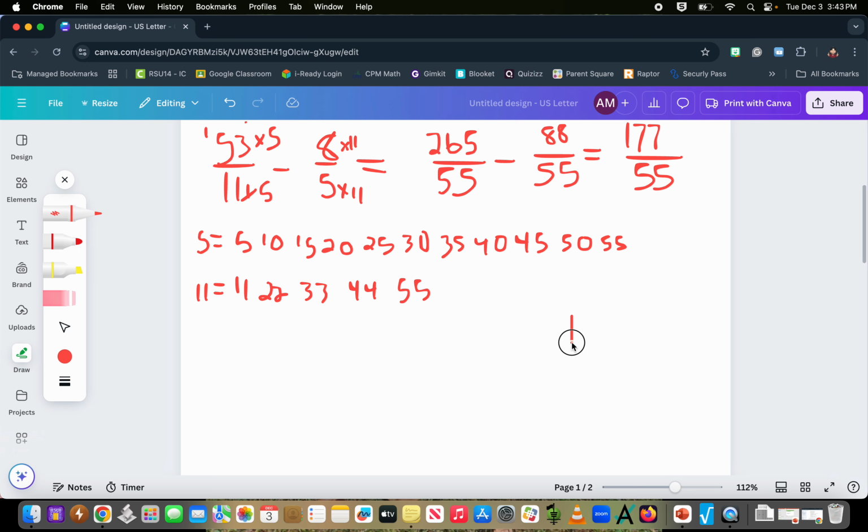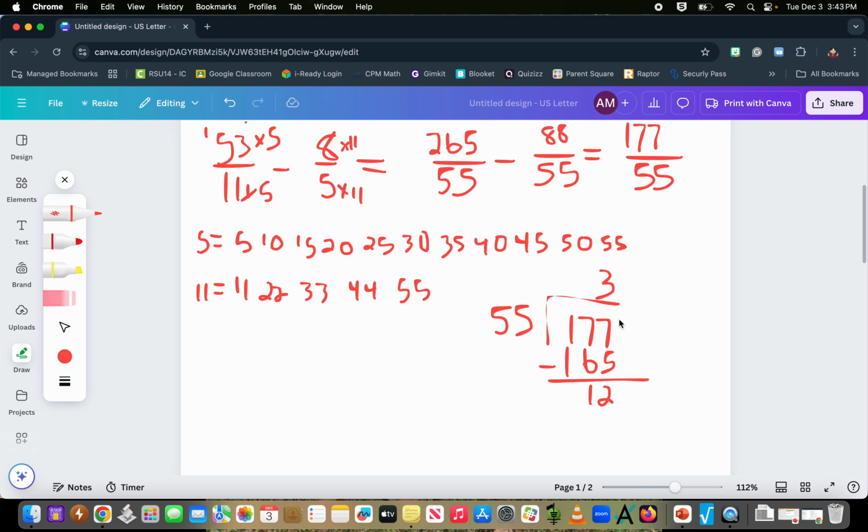So I need to go 177 divided by 55. I know that 55 times 2 is 110, which means 55 times 3 would give me 165, and it looks like that is going to be the number I need. So 3 times 55 is going to be 165, and when I subtract, I get 2 here and 1 here.